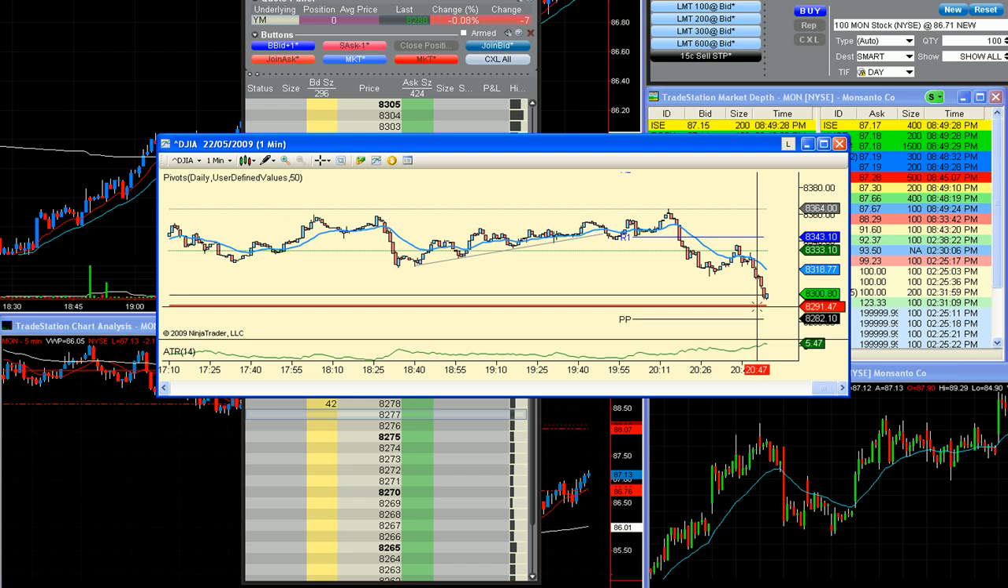Just showing you where my short entry was, pushed down about the 8,318 level, pushed back up to the 8,333. That was when I started to initiate my short. Got the push lower and held the position as we came down and tagged the 8,300 support level on the Dow Cash.